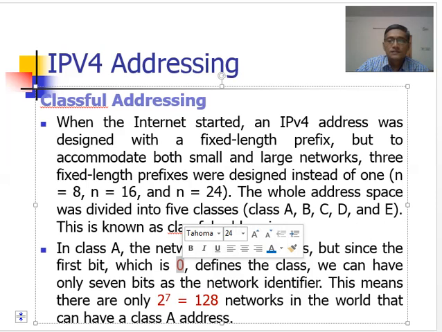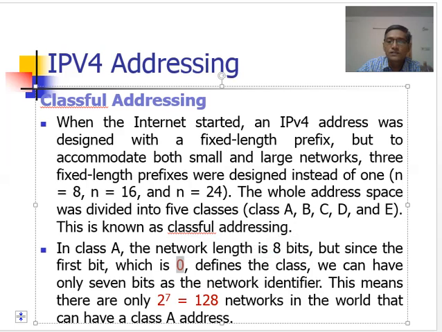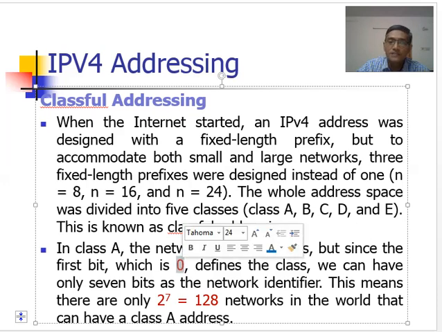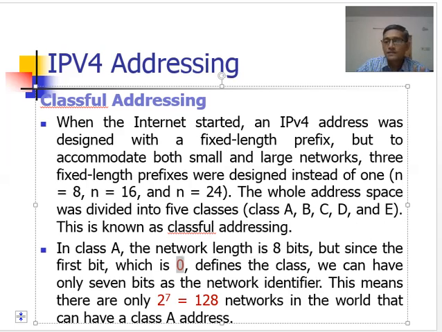So here it is, the remaining 7 bits. There are 7 bits we will be using for the network identifier. So totally how many networks are possible in class A? 2 power 7, which is equal to 128 networks. Remember that even though there are 8 bits in the network part, the first bit, that is the MSB, most significant bit, is used for identifying the class, which is 0. So the remaining 7 bits are used for forming the network, that is 2 power 7 equals 128.